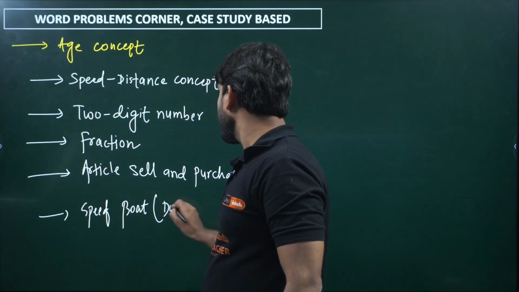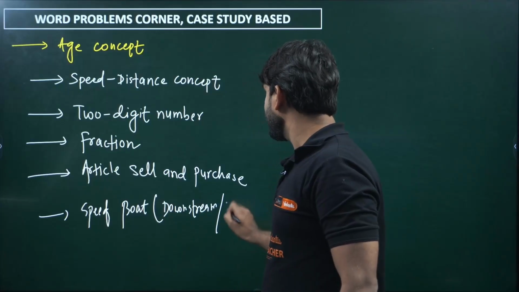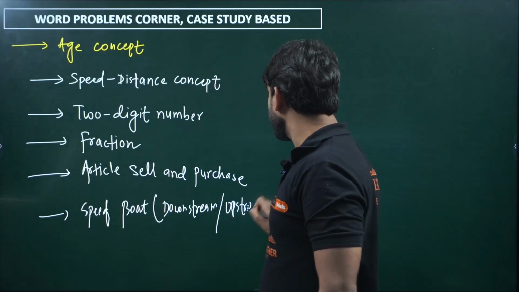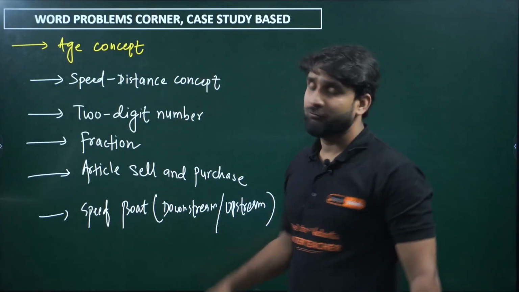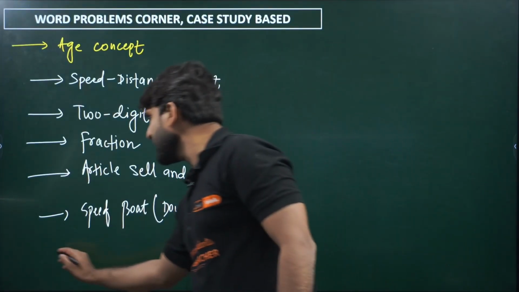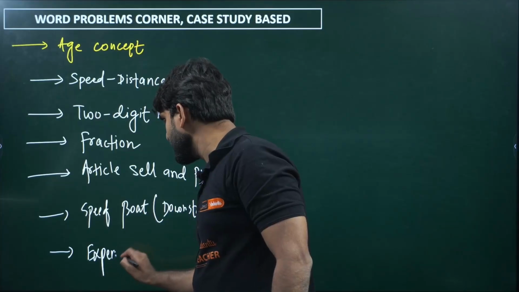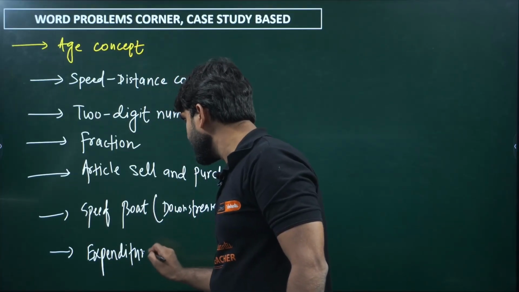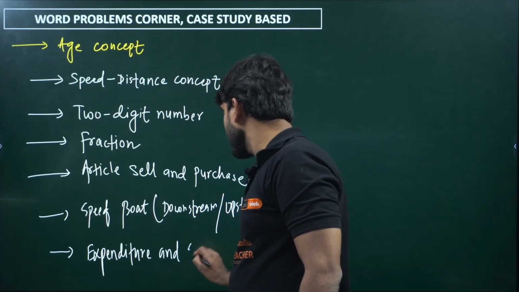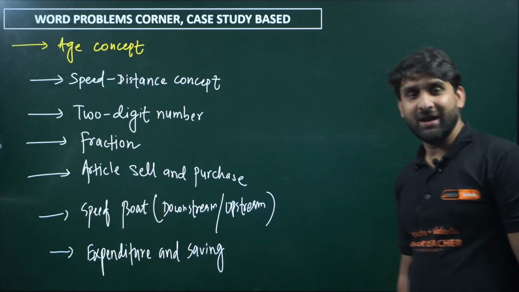Speed of boat downstream as well as upstream. So these are the word problem questions. And one more question I have seen is expenditure and saving. This is also a word problem question, expenditure and saving type.